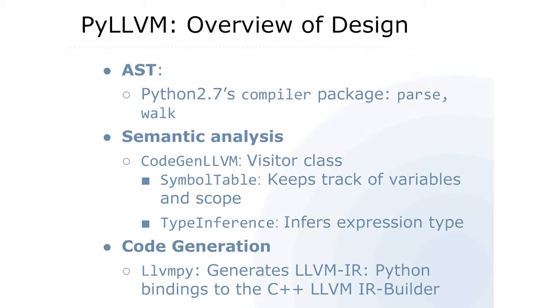Next up is semantic analysis. This is where we actually analyze what's going on in the code. So if you have a variable go out of scope, that kind of error would be caught in this step. Lastly, we have our code generation itself, which uses LLVMPy.